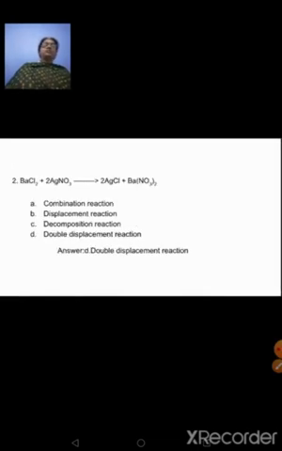Next question. Barium chloride with silver nitrate, that is BaCl2 plus AgNO3 gives AgCl plus Ba(NO3)2. So this is an example of a combination reaction or a displacement reaction or a decomposition reaction or a double displacement reaction. Combination you all know, single product is formed. Displacement, more reactive element displaces a less reactive element, you don't find a single element here on the product side. Decomposition reaction means it's breaking down of compounds into its constituent elements. That is also not happening here. So it should be option D, that is double displacement reaction.